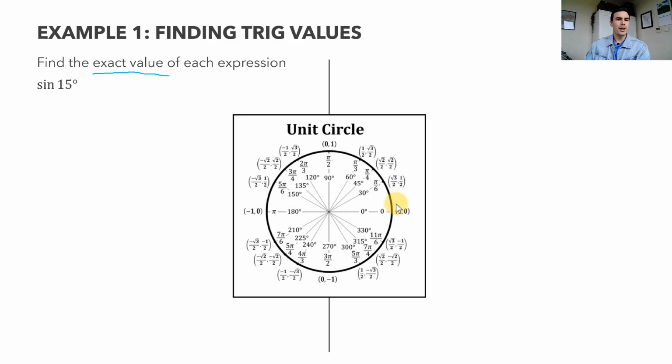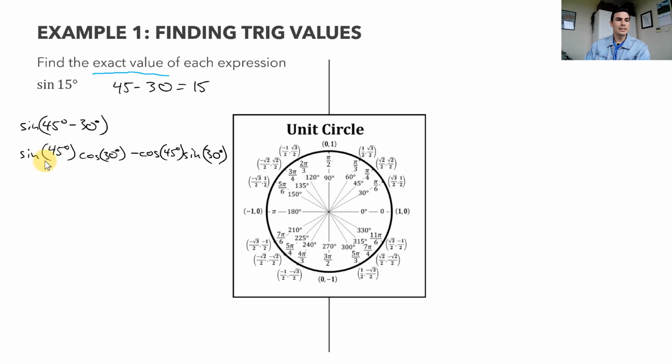So if I were to subtract 30 from 45, 45 minus 30, that gives me 15. And look, I have an angle for 45 and an angle for 30, so that's great. So I'm going to instead look at the sine of 45 minus 30 in this case. Now, this is our difference identity for sine, so that's going to be sine of 45 times cosine 30 minus cosine 45 times sine of 30.